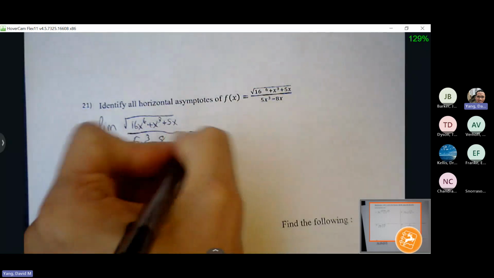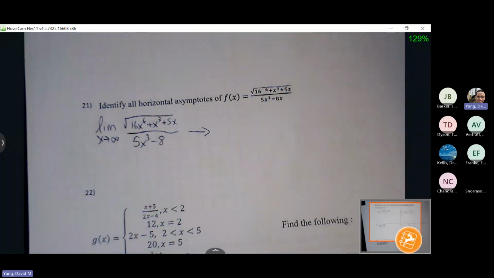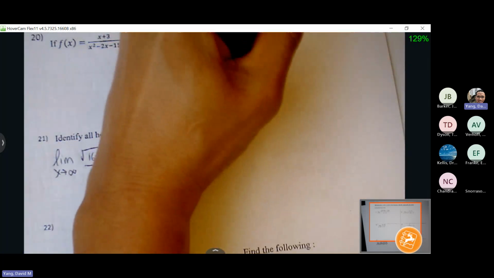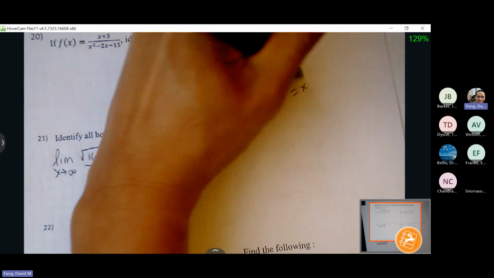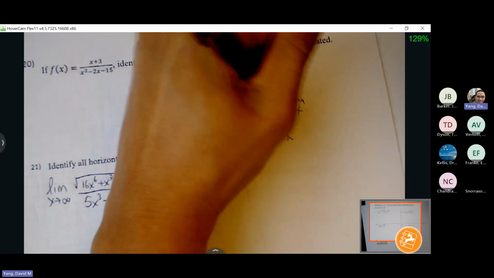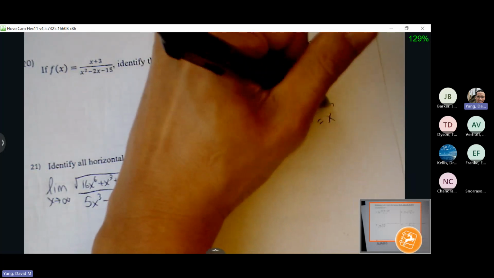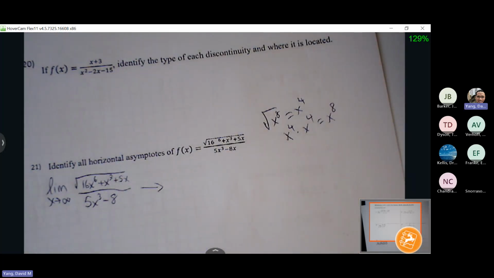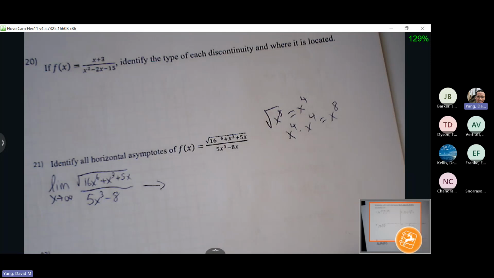If you have a radical, you just divide the exponent by 2. Maybe it's like x to the 8. It'll be x to the 4th, because we know that the square root of x to the 8th is x to the 4th, since x to the 4th times x to the 4th is x to the 8th.